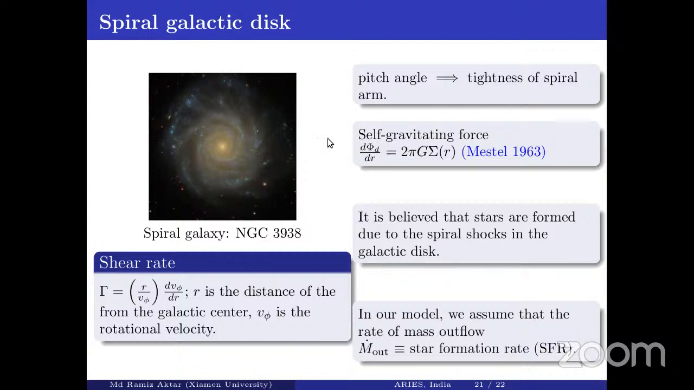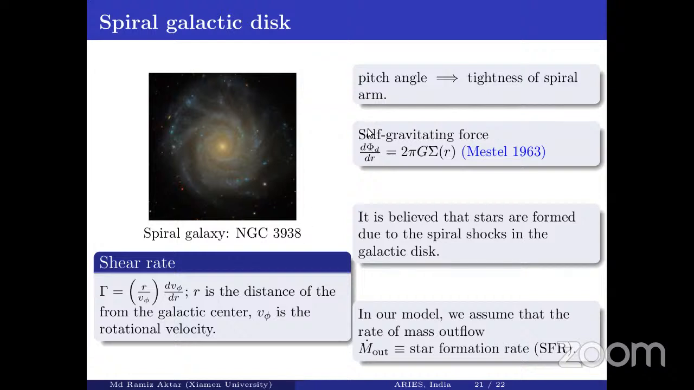I don't know, my internet is probably breaking. So what did you say? Yeah, so already I have taken 79 spiral galactic sources. It is taken from the CALIFA database. Okay, CALIFA. So the star formation rate that you are putting here, you are calculating from the shear rate and pitch angle. Yeah, so basically the shear rate and pitch angle are already observed for these 79 galactic sources.